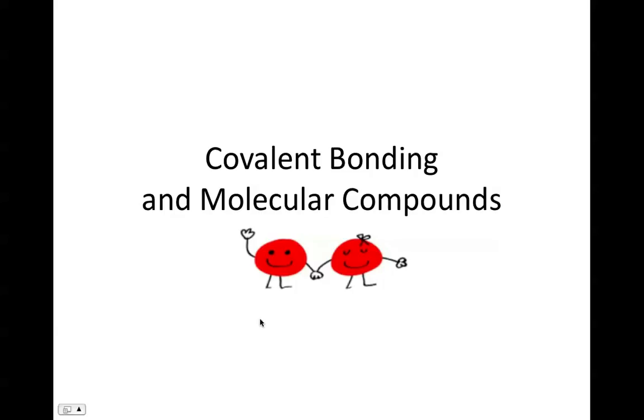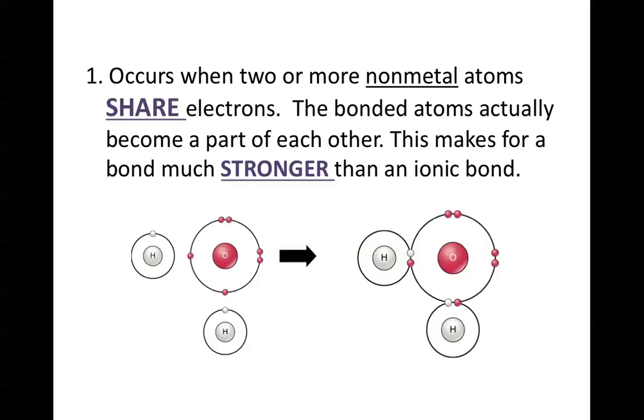Alright, this video lesson is going to focus on covalent bonding and the molecular compounds that contain covalent bonding. Covalent bonding is going to occur when two or more non-metal atoms are going to share electrons. These bonded atoms actually become a part of each other chemically, so this makes for a much stronger bond than our ionic compounds that we learned about in the previous unit.